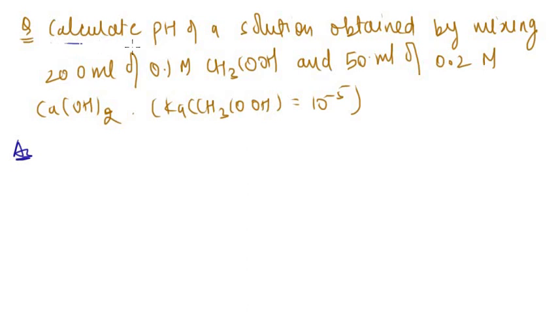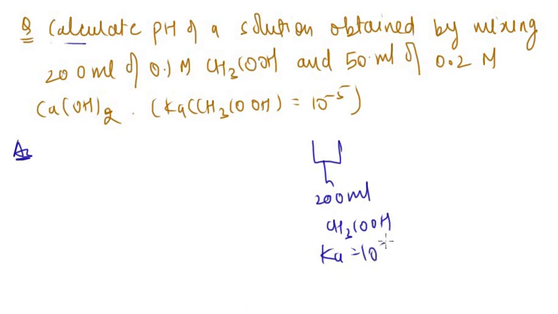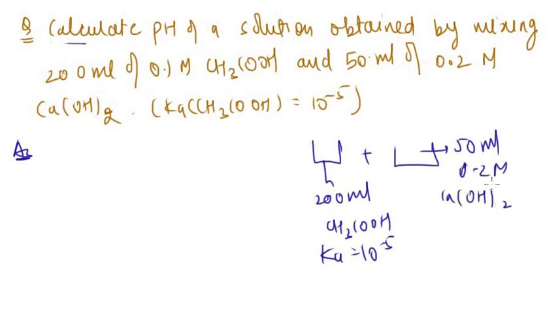Now the problem: calculate the pH of a solution obtained by mixing 200 ml of 0.1 molar acetic acid, whose Ka is given as 10 to the power minus 5, and 50 ml of 0.2 molar calcium hydroxide. As I told you, you may or may not be told that it is forming a salt. This is a salt hydrolysis problem, so use the direct formula. Mostly in a good question they won't mention it, so you have to be prepared for that. You have to mix both of them and check whether they are mixing equally or not.